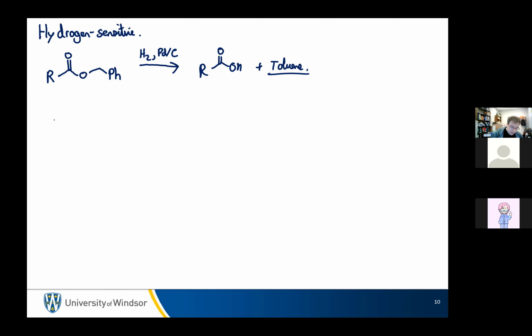The way you put it on, well, there's a bunch of ways. The most common way would be to use a base, normally a carbonate, and benzyl bromide. It's probably the dominant way to put it on. So this is how you put it on, how you take it off. It gives a bit more selectivity. So we have acid, base and hydrogen sensitive amine protecting groups. We have acid, base and hydrogen sensitive carboxylic acid protecting groups.